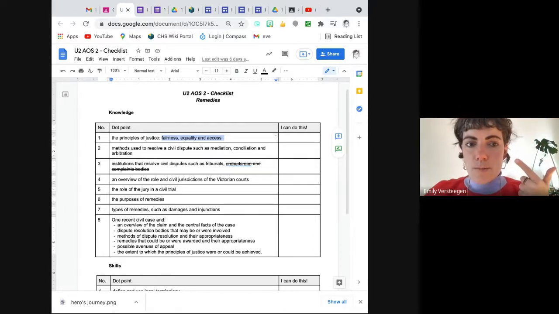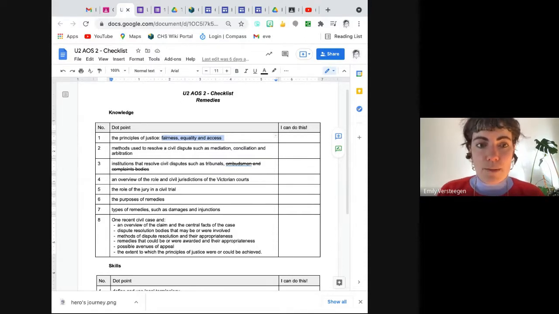Equality does what it says on the box. That's about people having the same treatment or equal treatment irrespective of their personal characteristics, okay? So do both parties have access to the same resources? Equality and access, of course, overlap quite a bit, and equality and fairness also do as well. Access, again, is more about whether parties have sufficient resources to pursue their case and to find out information about their case in order to either pursue it or defend it in a way that's fair.